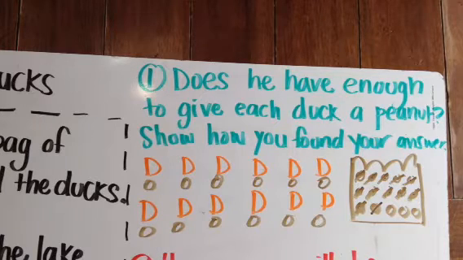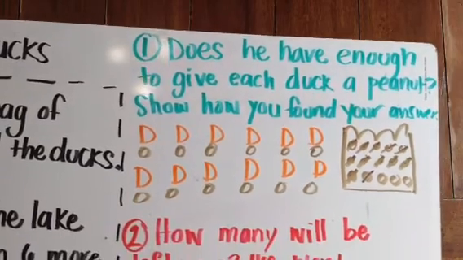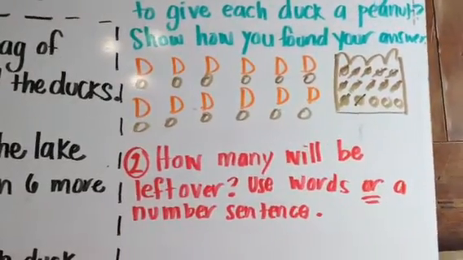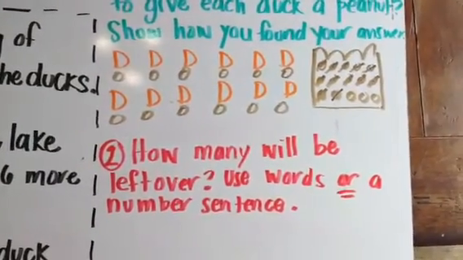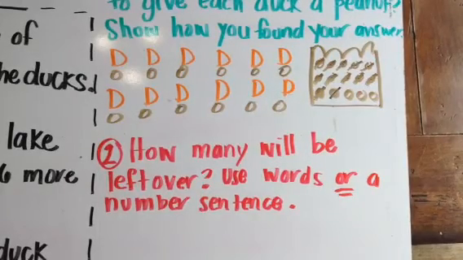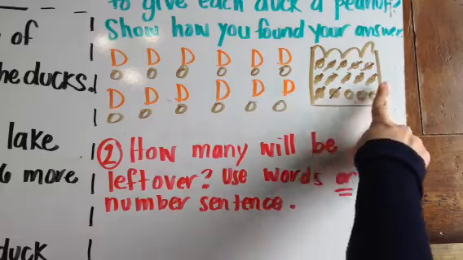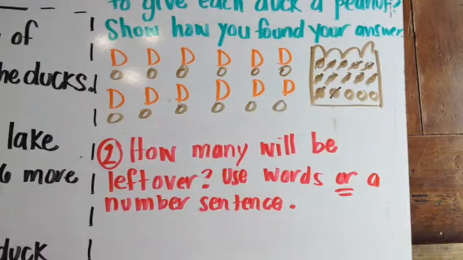Today, we're moving on to part 2. Today, we're going to be looking at how many will be left over. Use words or a number sentence. So when I think about how many are left over, another way of saying that is how many were not given to a duck. So when I look at my bag right up top from my work yesterday, I have a really easy visual that I can use to see how many are left. So I know that the answer is 3, but I want to write a number sentence.